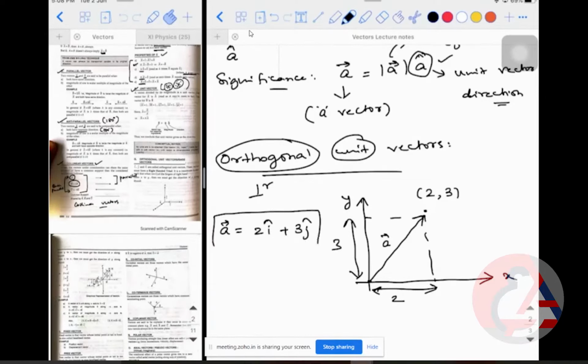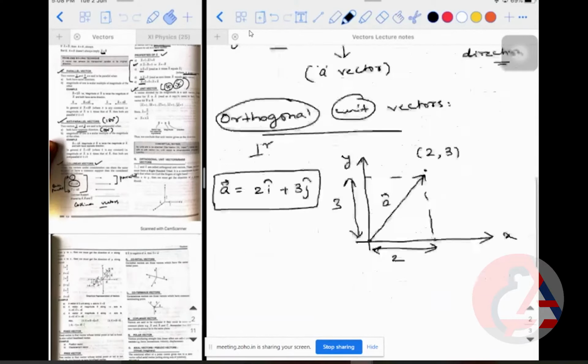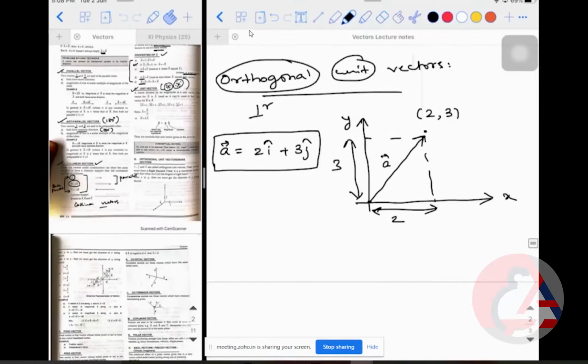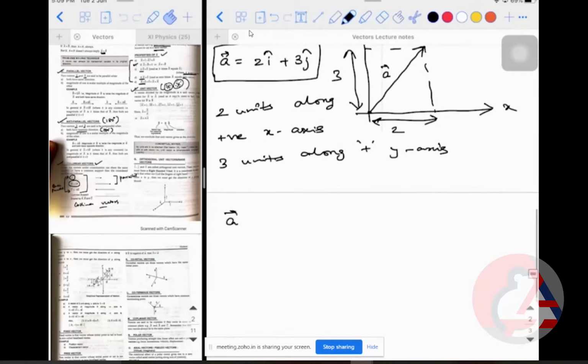So when you read this kind of a statement, what is understood by you? When I write it as 2 i cap plus 3 j cap, what is the person who's writing telling? 2 i cap indicates 2 units in the direction of the x-axis. Very good. 2 units along which x-axis? You need to be specific. 2 units along positive x. Be very specific, okay? Similarly, you have 3 units along positive y-axis.